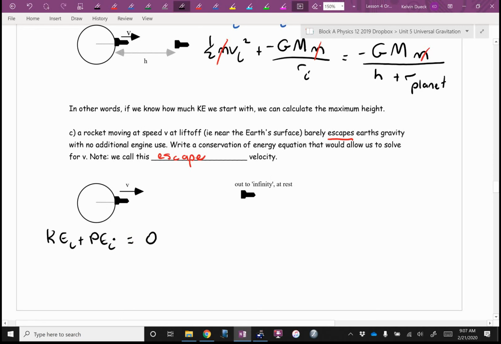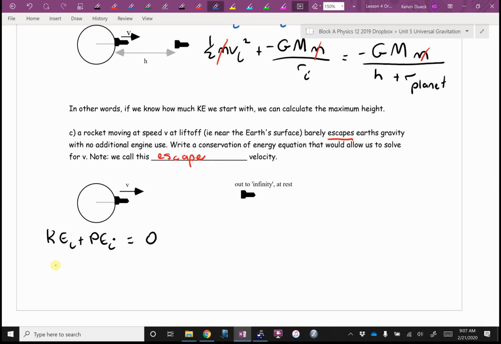Why was it equal to zero? Well, we're at rest, so what's our final kinetic energy? Zero. And we're at infinity. What's our final potential energy? That's where we defined zero to be. That's that phrase, relative to zero at infinity.